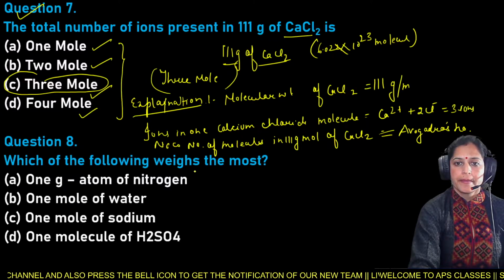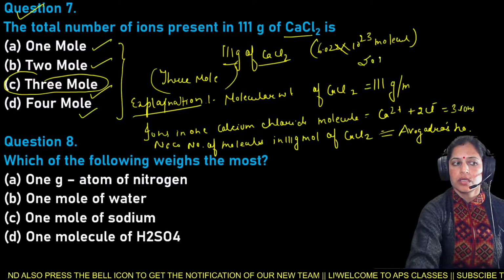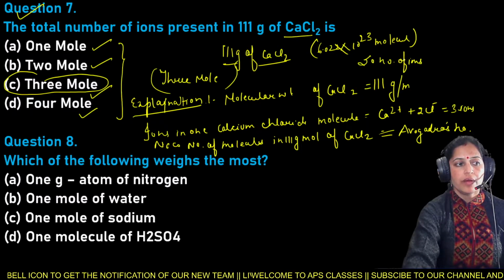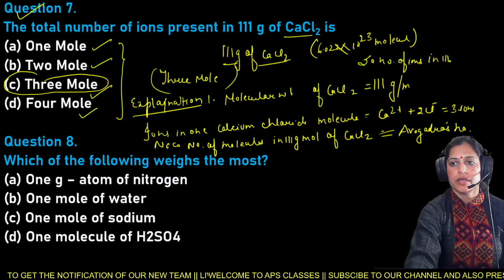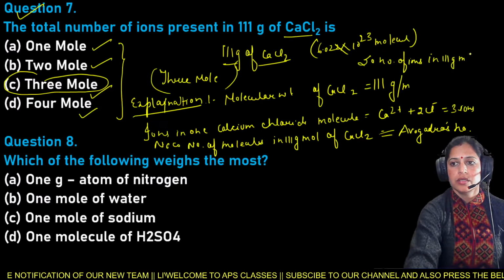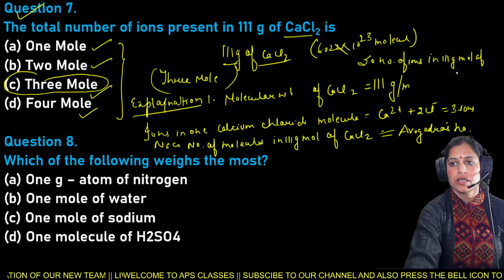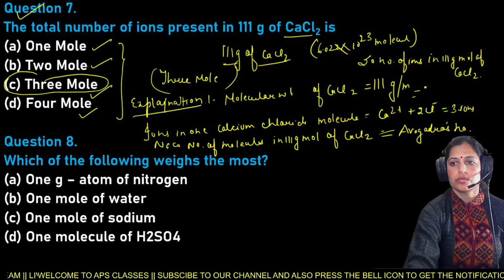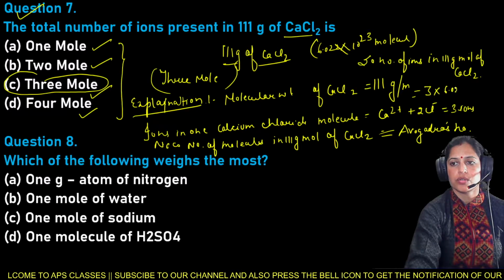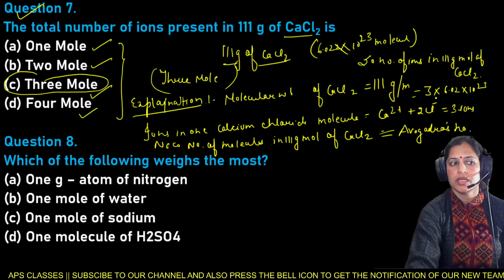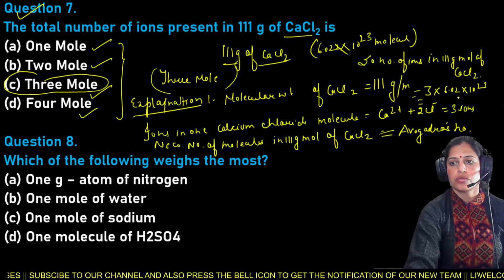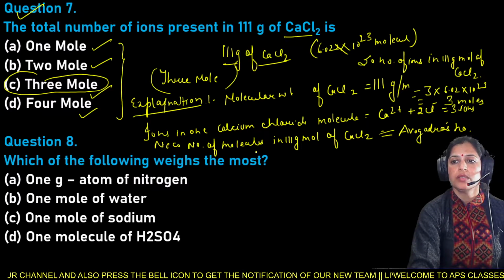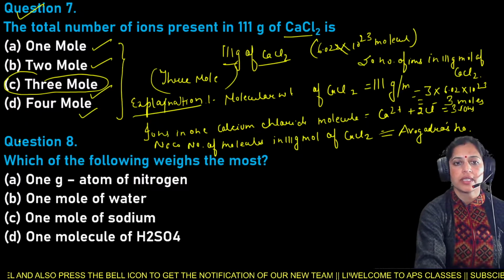So here, the number of ions in 111 gram of CaCl2 is equal to 3 multiplied by 6.02 into 10 raised to power 23. Hence the calculation comes out to be 3 moles. So this is the right answer.